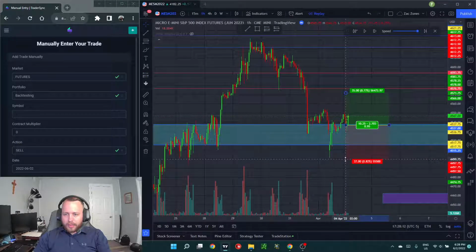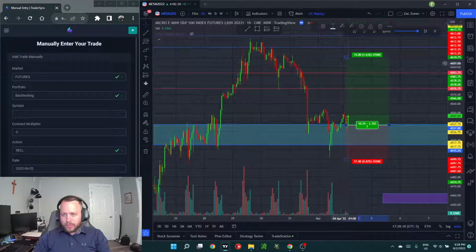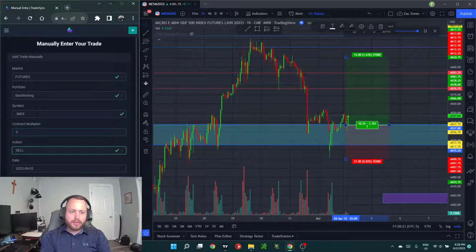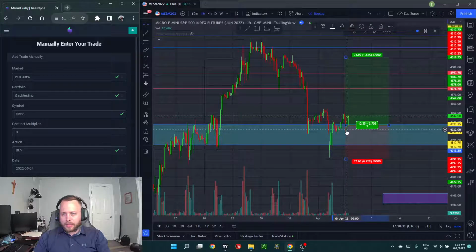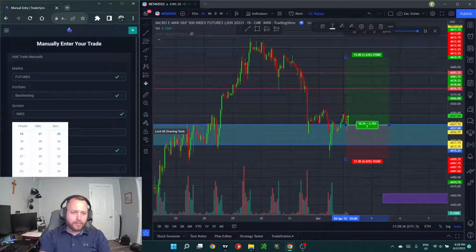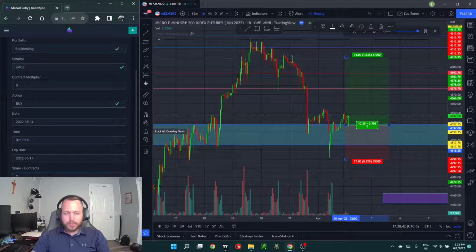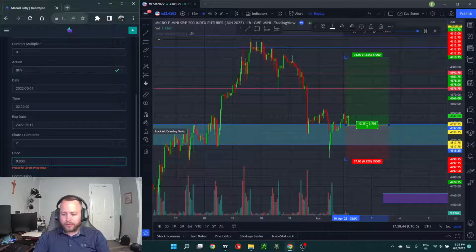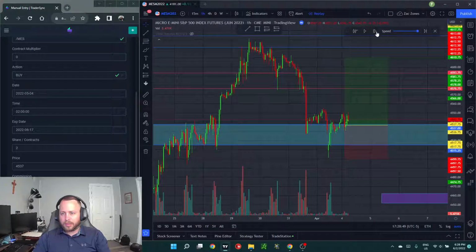With a stop right here this time. 2-to-1, $500 risk. Good, good, good. So it's going to be MES buy on the 4th of April at 2 o'clock in the morning. Contract expiration right there. We got 2 contracts for the price of 7. Okay. Keep it going.